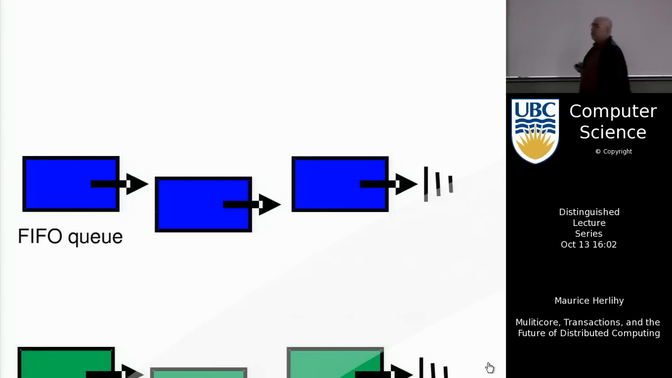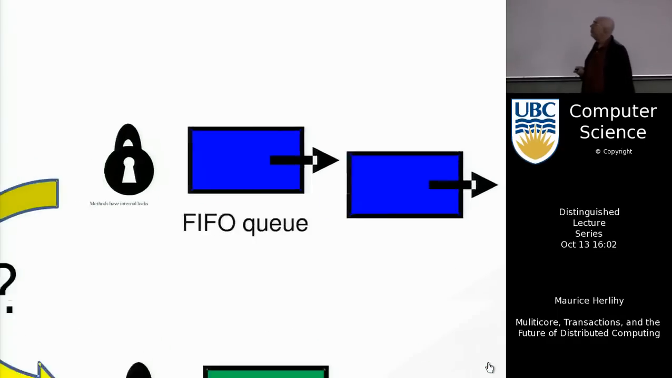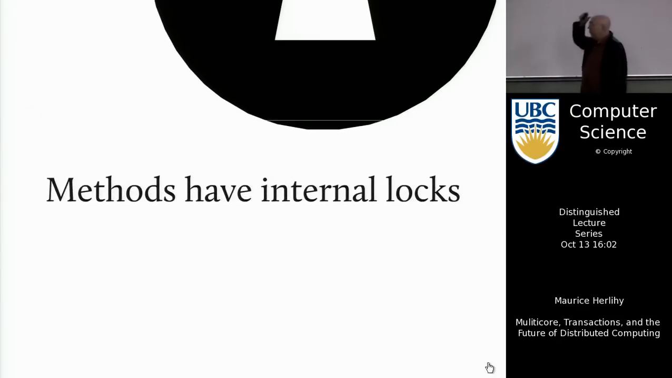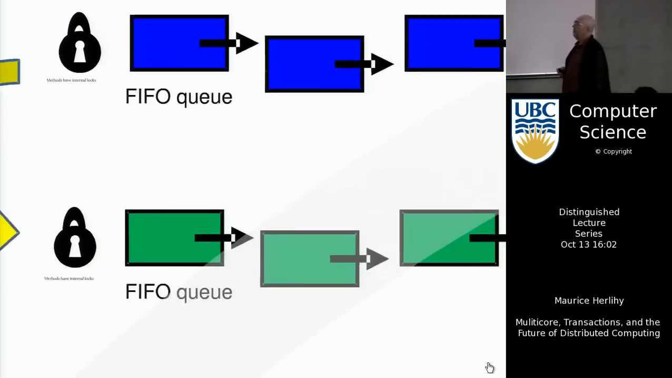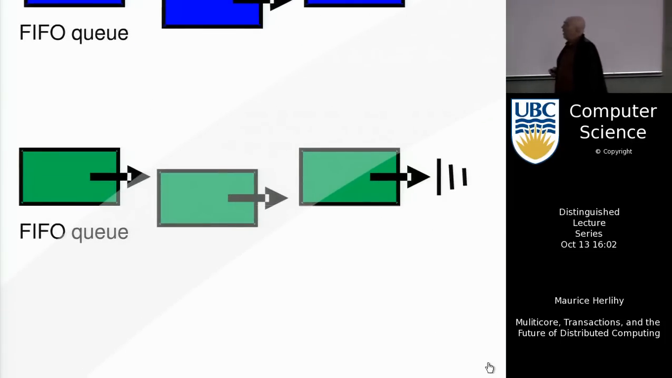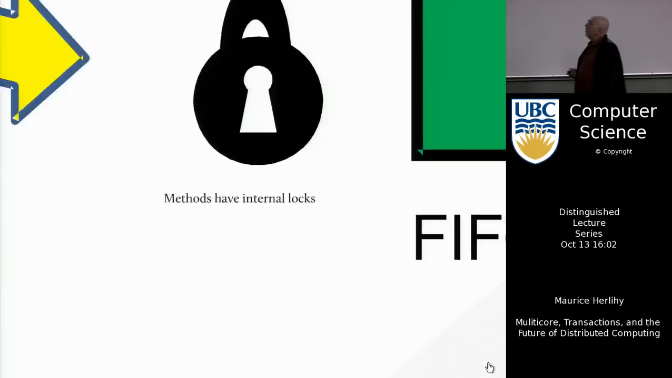But the same isn't true of lock-based synchronization. So if you write a program, say, in Java or C#, they encourage a style where each method has its own internal locks. So I write a queue, enqueue, first thing it does is synchronize the method. It acquires a lock, does its business, releases the lock. Similarly for dequeue. And now I have two FIFO queues, and each of their methods have internal locks.